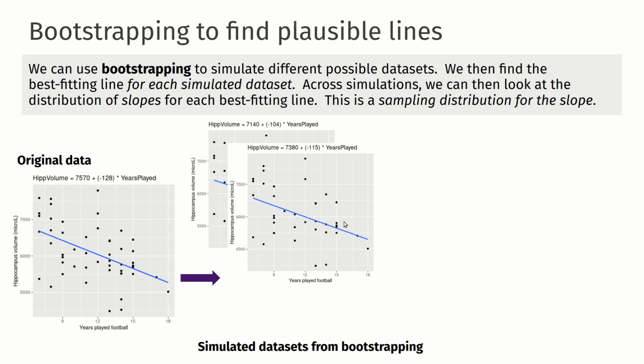Here's another imaginary data set created by bootstrapping. Slope and intercept are not exactly the same, but they're not too different either.